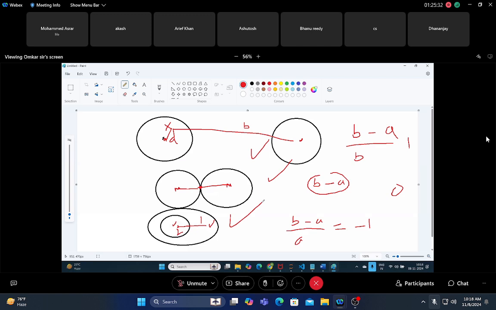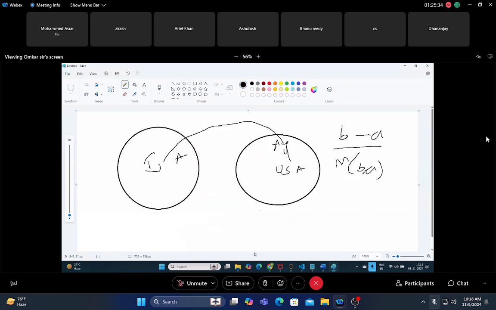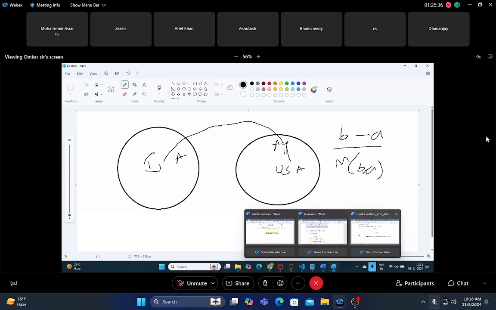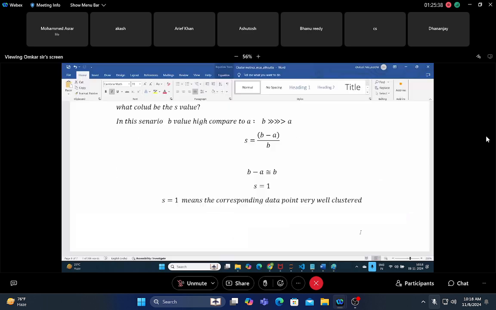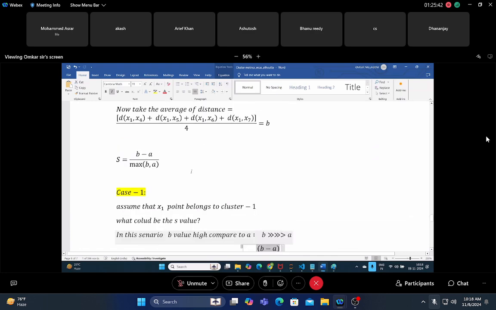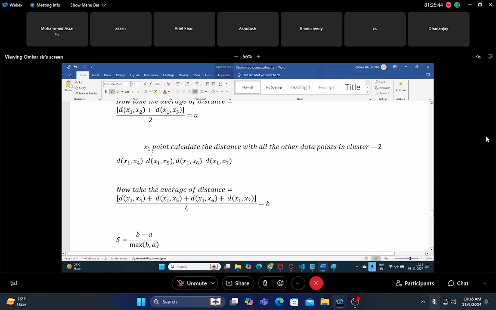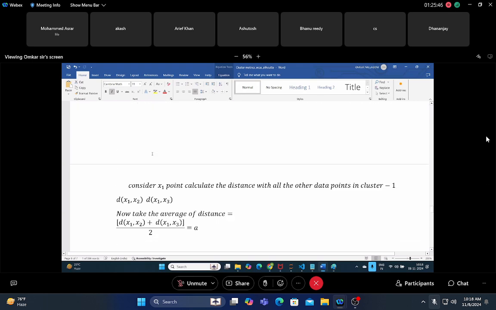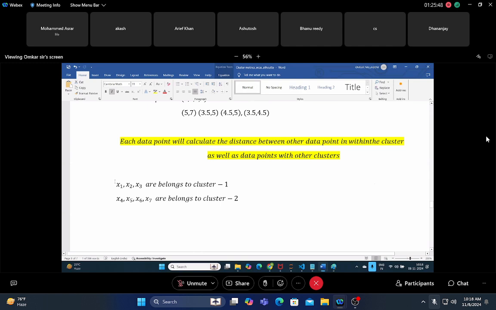Getting it? Okay, note it down. Clear among online students? Write the formula. Case 1. Write the first formula. Consider x1, x2, x3 belong to cluster 1. Some data points.